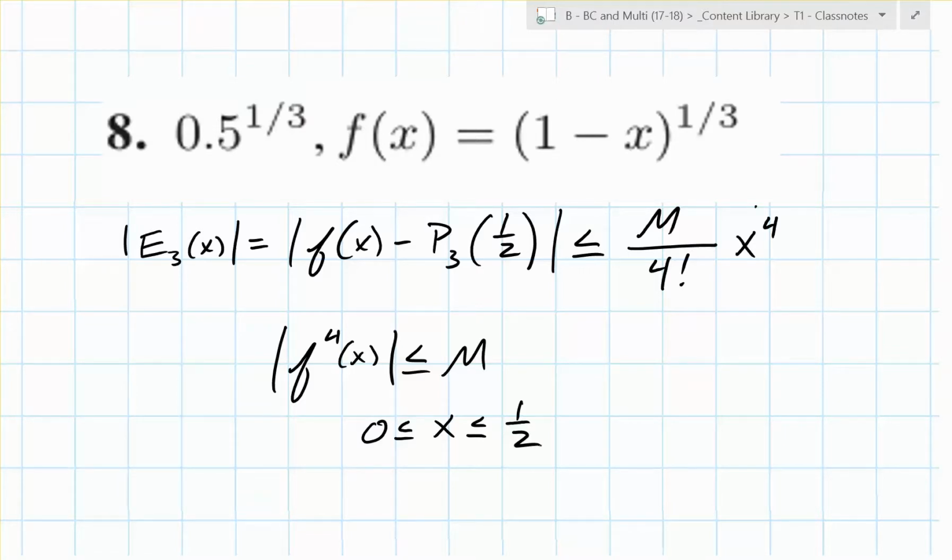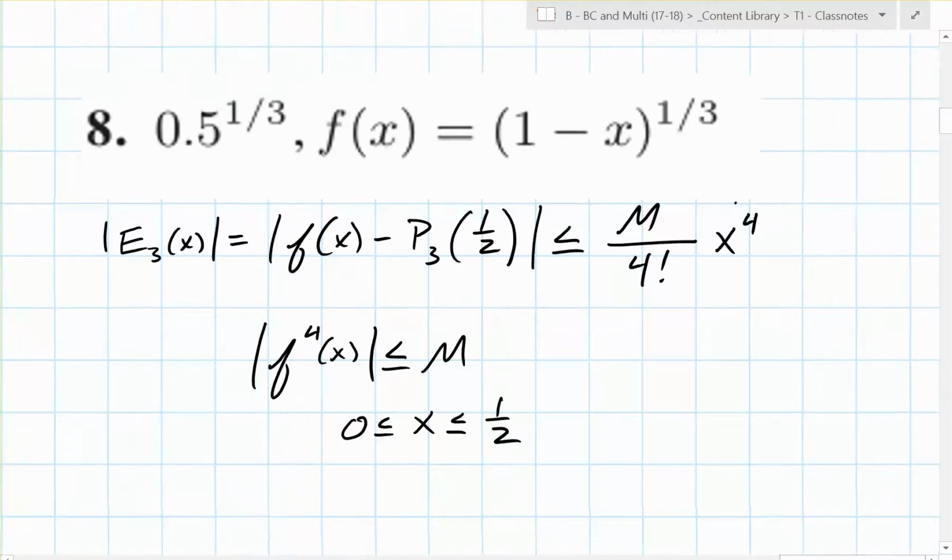Okay, so, because what are we plugging in to get this? What do you plug in to get 0.5? What do you plug into this? You plug in a half, so it's going to be 0 to a half, because that's what the polynomial is centered around.